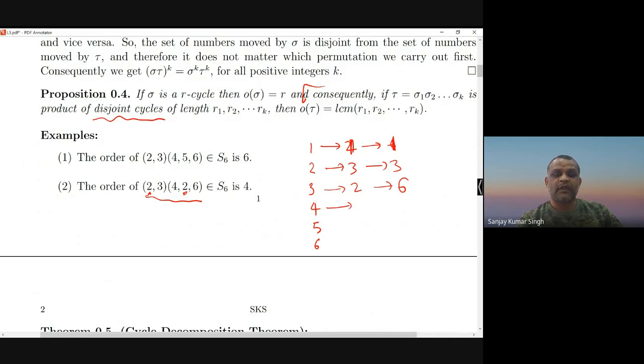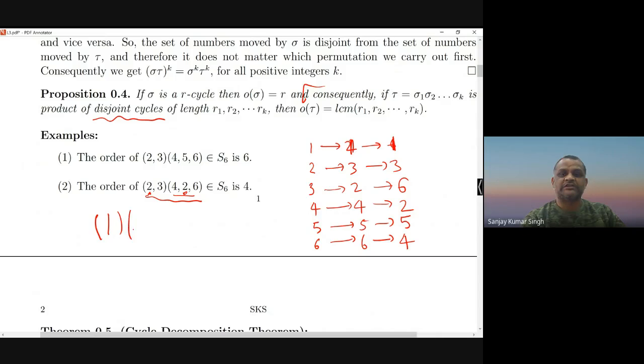And in this, 4 is going to 4, and with respect to this, 4 is going to 2. And now again 5 is going to 5, and with respect to this cycle again 5 is going to 5. With respect to this, 6 is going to 6, and with respect to this, 6 is going to 4. So how to write a cycle? I start with 1 and 1 is going to 1, so now I am done.